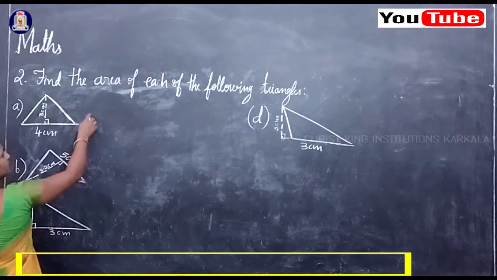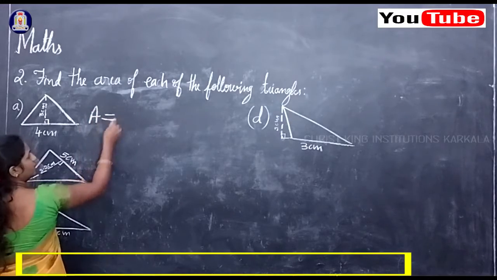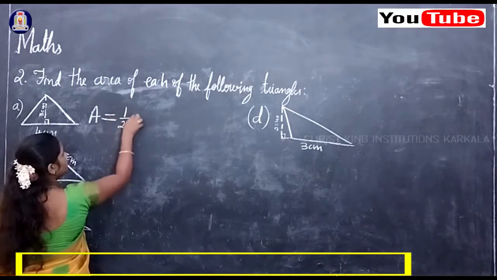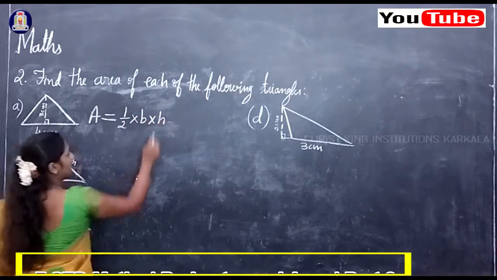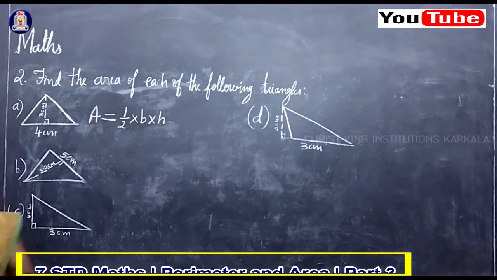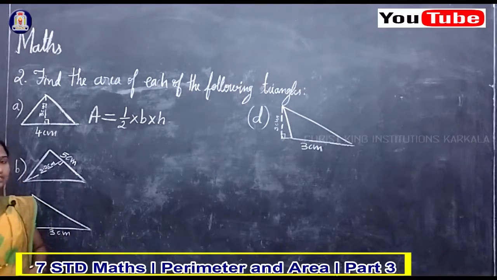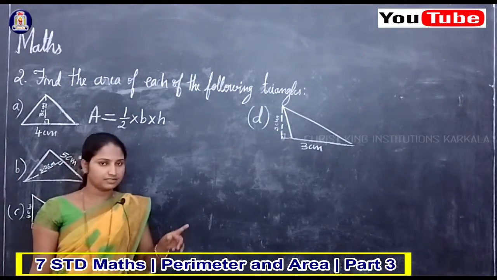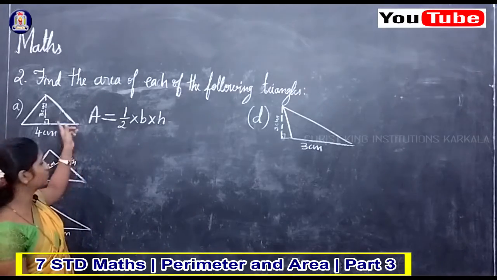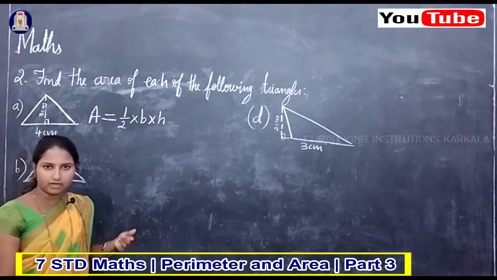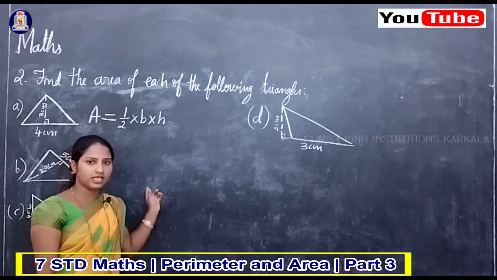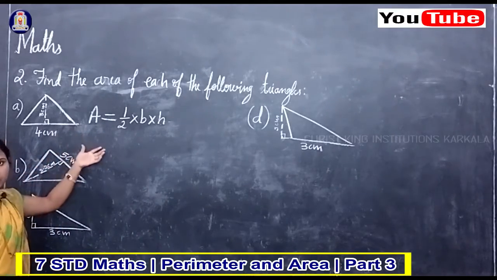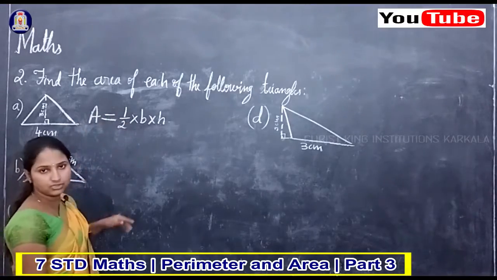So what is the formula to find the area of a triangle? Area of triangle, A is equal to half into base into height. This is the formula to find the area of the triangle. In the previous question, find the area of parallelogram, the formula is A is equal to base into height. Here we are going to find the area of a triangle, so that is half into base into height.